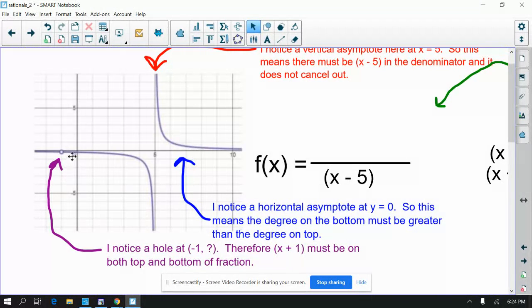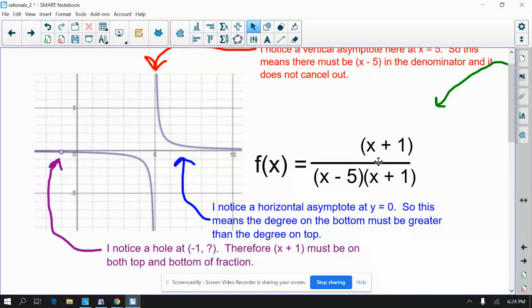At -1, the x value is -1. I don't know what the y value is, so I just put in a question mark. But I know there's a hole right there when x is -1. That means x plus 1 must be in the denominator because, remember, -1 would make you divide by 0. But since it's a removable point, it must get canceled out. So it must also be in the numerator.